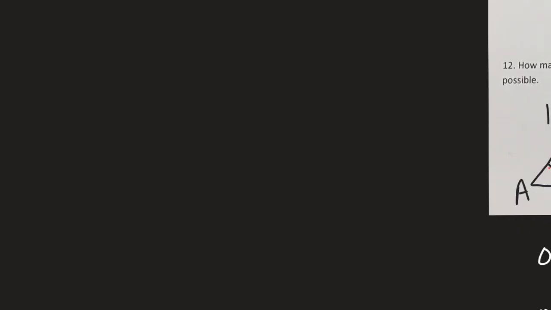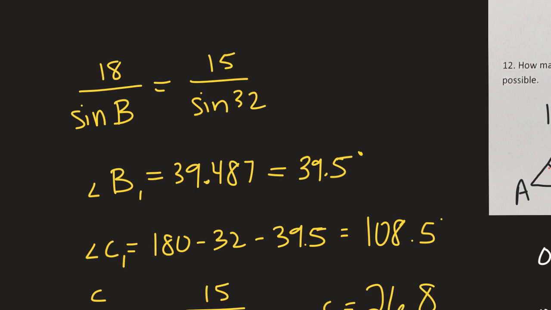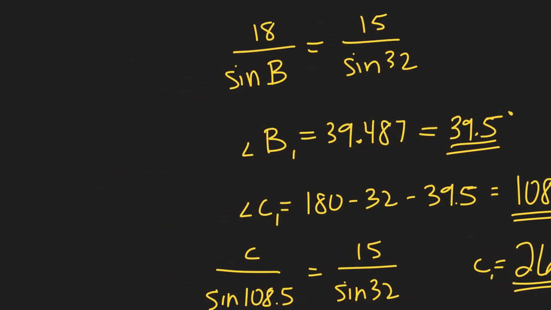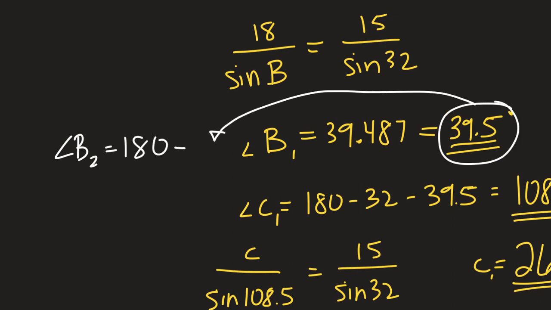So here's all the work for your first triangle, right? So this is B1, and C1, and little side c1, for the first triangle. Law of sines, find angle B, subtract it from 180 to find angle C, and then do the law of sines to find side c. Now your second triangle is even easier. So the second triangle, what we're going to do is angle B2 is 180 minus what we found from B1, because these make an isosceles triangle.